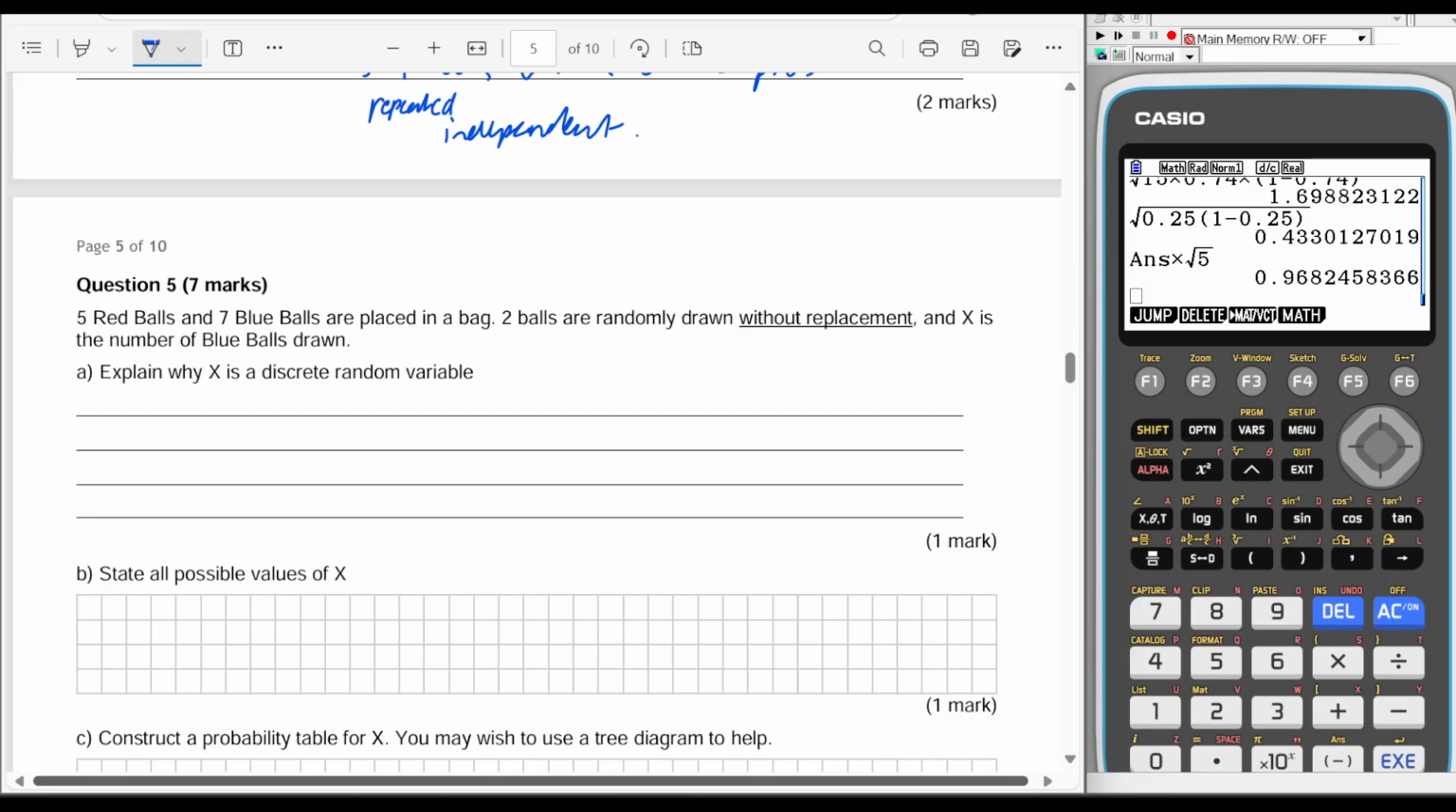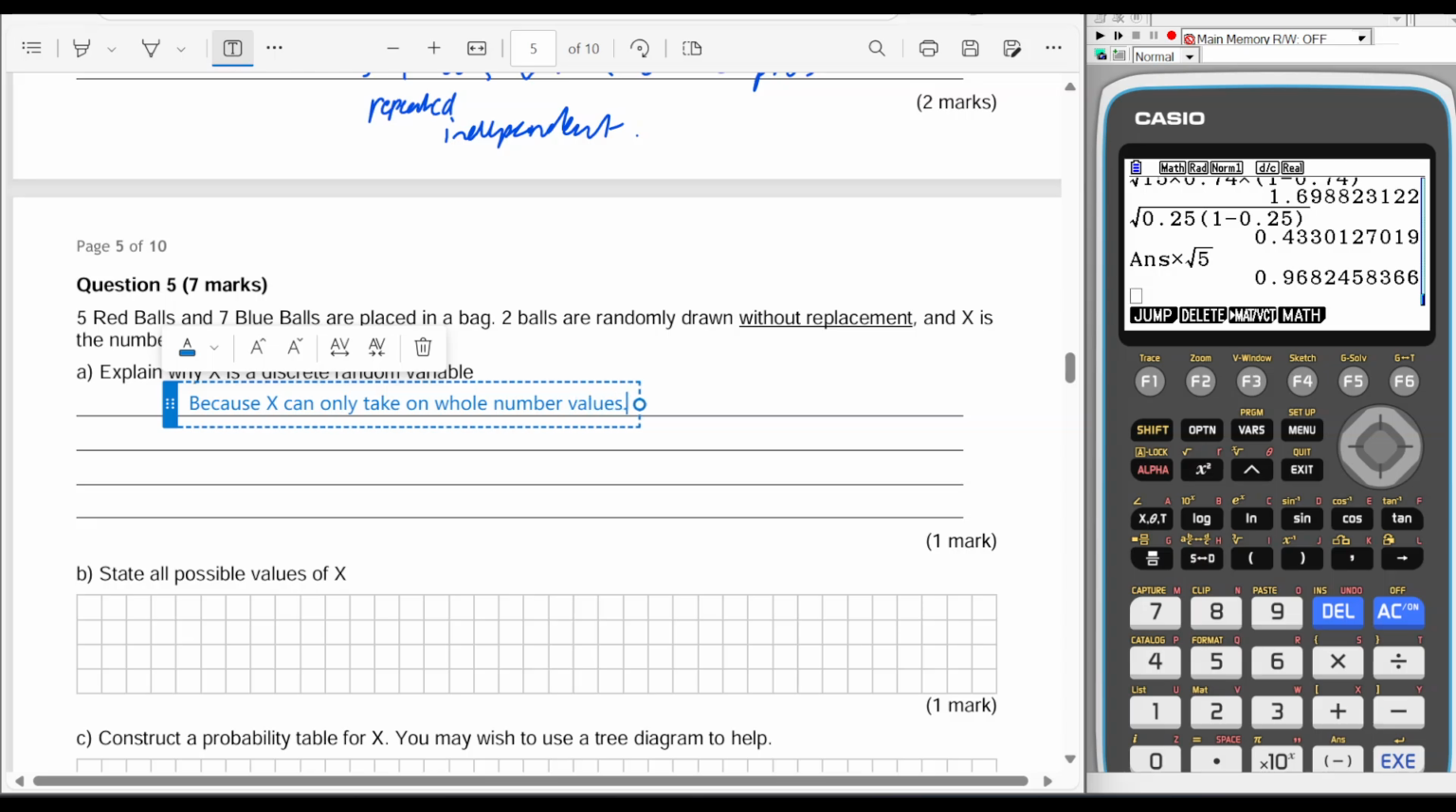Okay, so moving on, we've got this situation here. Explain why X is a discrete random variable. Because X can only take on whole number values. That's why. It doesn't have to only be whole numbers for it to be discrete, but if it is whole numbers, you know automatically it is discrete.